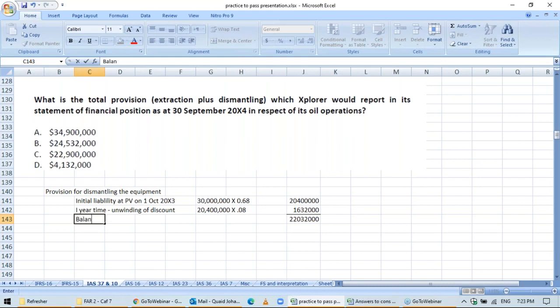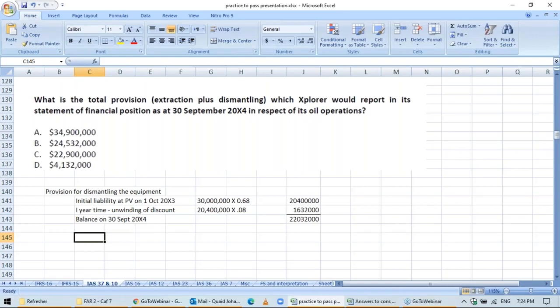Balance on 30th September 20x4. So remember, once you record a liability at present value at a particular time, after the passage of time when the reporting date comes, you have to add interest again to it, so that the amount keeps creeping up, and after 5 years it reaches 30 million. So next year's interest will be applied to 22.032 million at 8%, and then to the larger amount, and it keeps on growing, and it will make up to 30 million after 5 years' time.